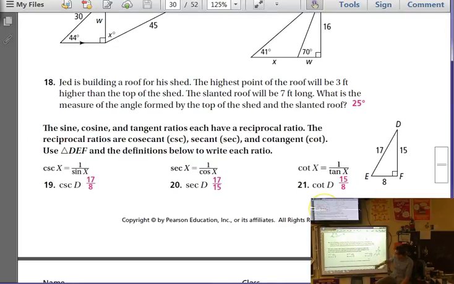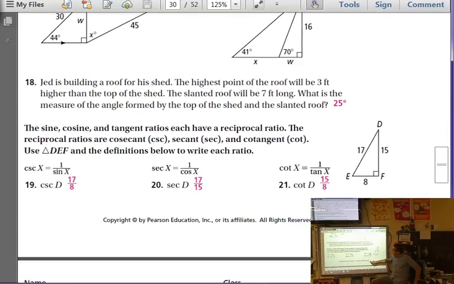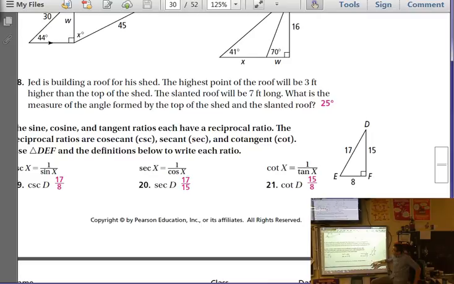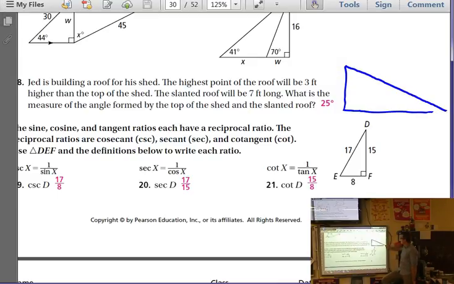Number 18 asks, Jed is building a roof for his shed. The highest point of the roof will be 3 feet higher than the top of the shed. The slant side of the roof will be 7 feet long. What is the measure of the angle formed by the top of the shed and the slanted roof? So if I draw just a picture of what we have described, 3 feet taller than the rest of it, 7 feet long, and they want the measure of the angle formed by the top of the shed and the slanted roof. So I think they're talking about this angle.